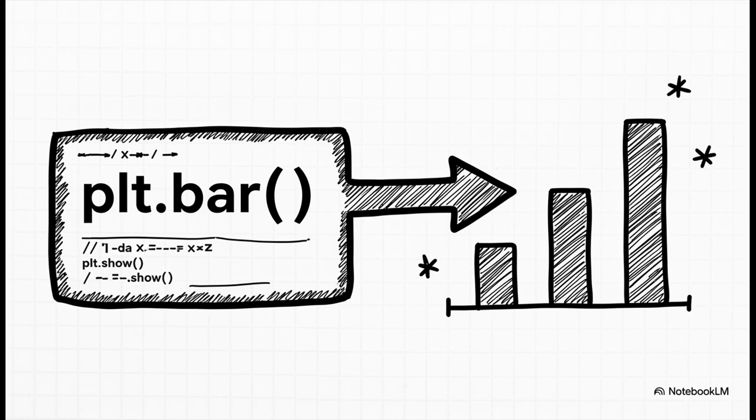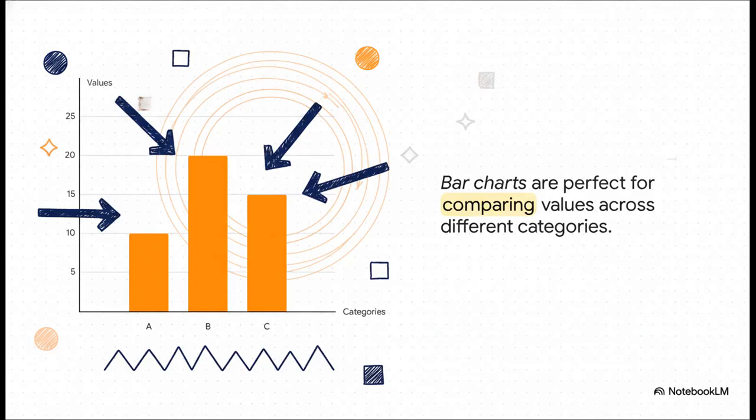It takes 2 main things. First, a list of labels for the bottom. Here it's A, B, and C. And second, a list of the numbers that tell each bar how tall to be. Here, 10, 20, and 15. It's surprisingly simple. And that simple line of code gives you this, a nice, clean bar chart. The number one thing to remember about bar charts is their purpose. They are absolutely perfect for comparing values between different categories.